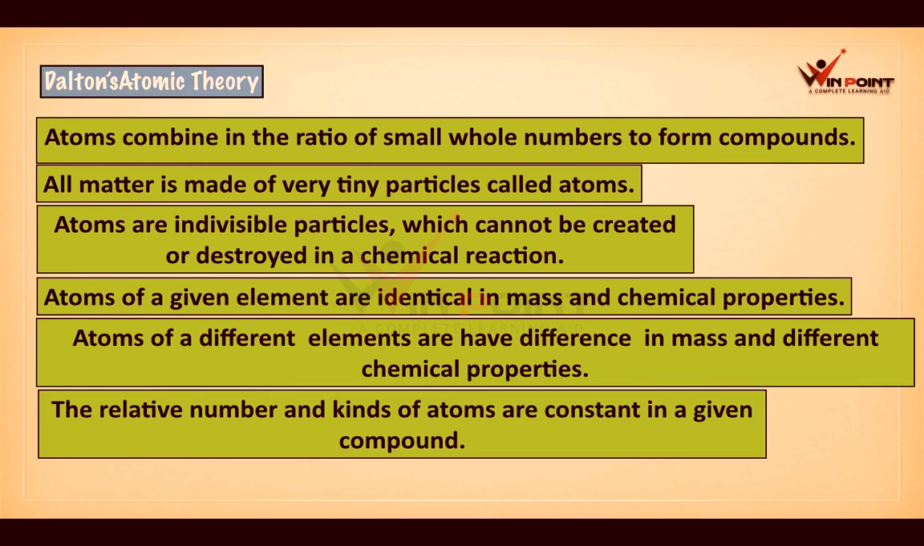So Dalton's atomic theory says that atoms combine in the ratio of small whole numbers to form compounds. All matter is made up of very tiny particles called atoms. Atoms are indivisible particles which cannot be created or destroyed in a chemical reaction. Atoms of a given element are identical in mass and chemical properties. Atoms of different elements have differences in mass and different chemical properties. The relative number of kinds of atoms are constant in a given compound.